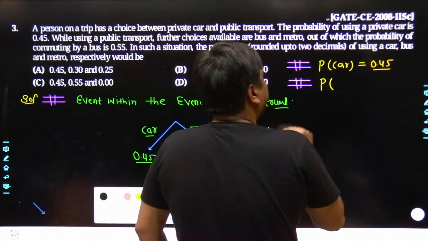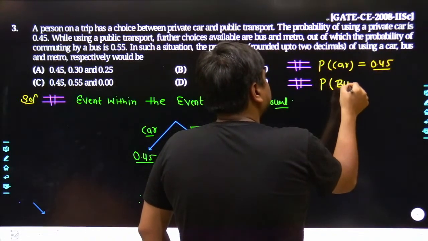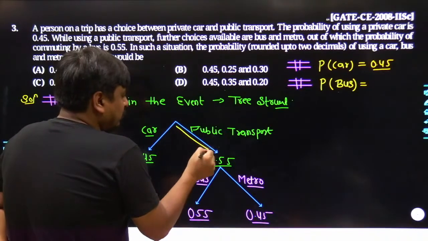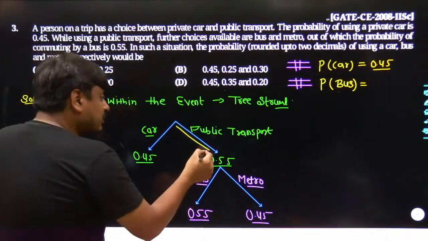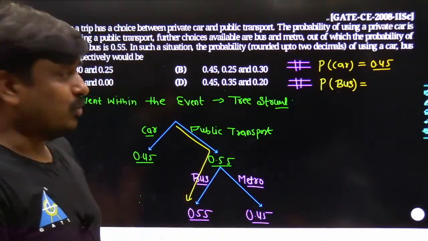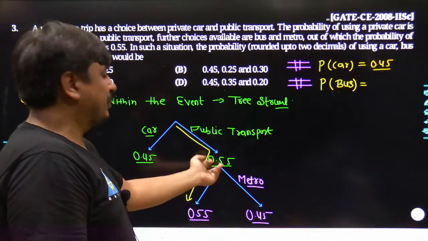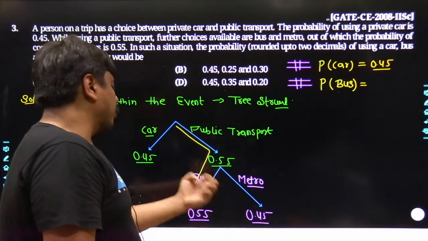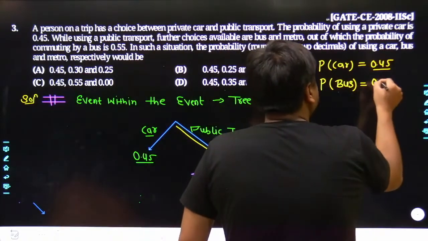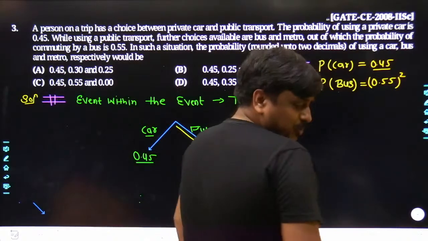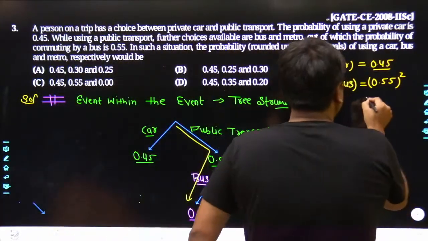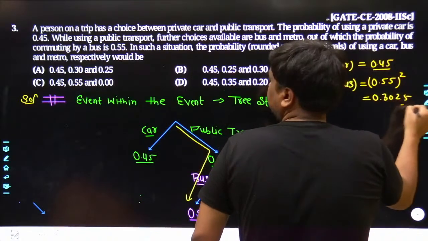Here is the probability that the person is moving through the bus. How is it possible? First, the person has to select public transport. Its probability is 0.55. Once public transport is selected, only then does he get the opportunity to select the bus. The possibility that he would select public transport is 0.55, and the possibility that out of public transport he selects the bus is 0.55. Both of them get multiplied together, so it is 0.55 times 0.55, which is 0.55 raised to the power of 2. How much do we get out of it? It is 0.3025.